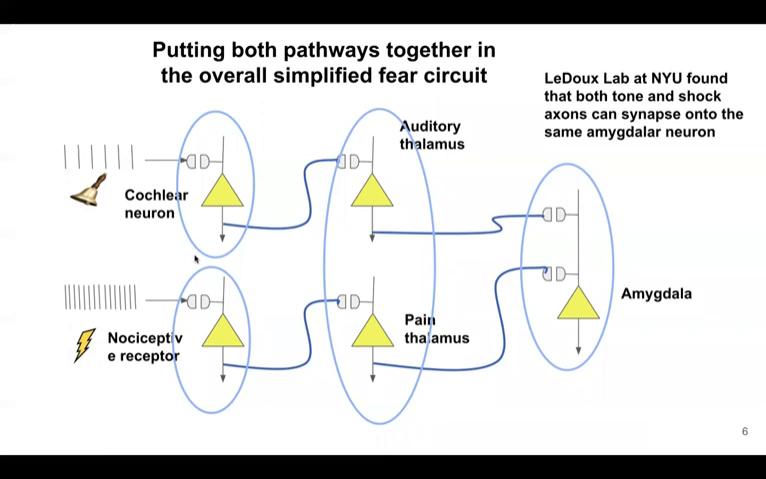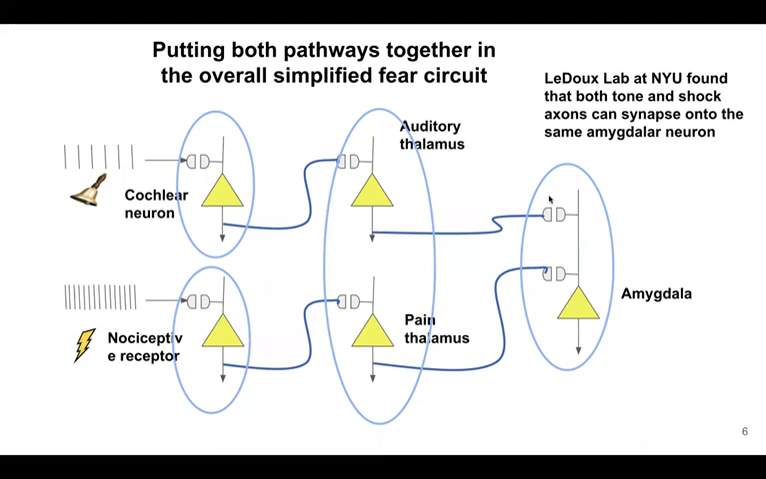So if the tone pathway is active without the shock present, the amygdala neuron may not fire much. Recall the habituation phase when the firing rate is about 0.5 hertz. This is because the synapse from the tone thalamus to the amygdala neuron is not very strong. So from the tone thalamus to the amygdala neuron, this synapse here is not very strong.